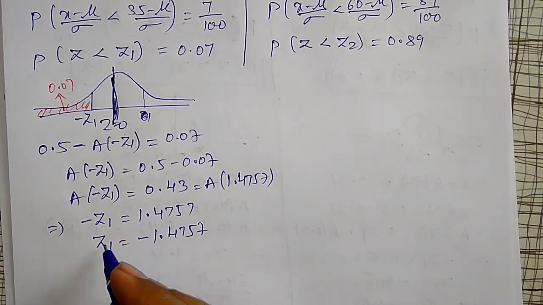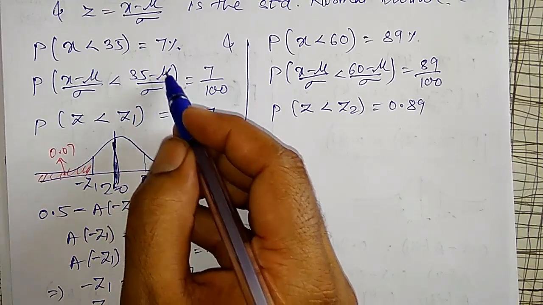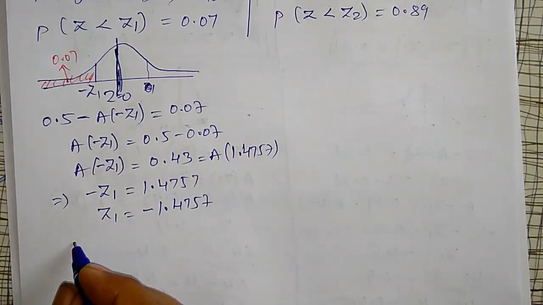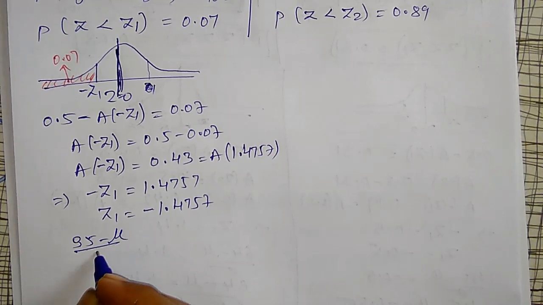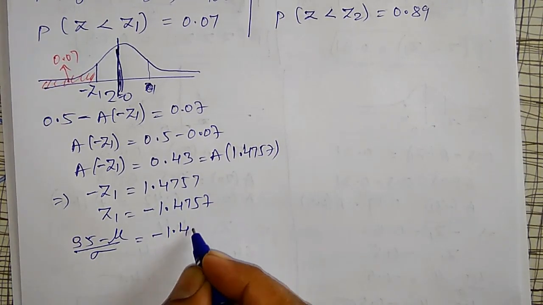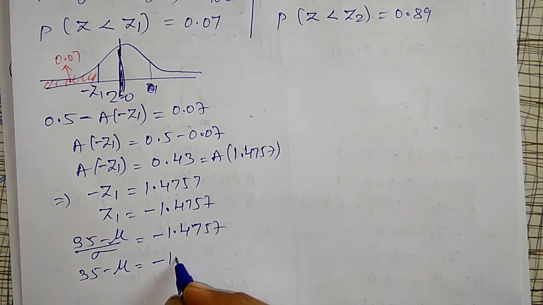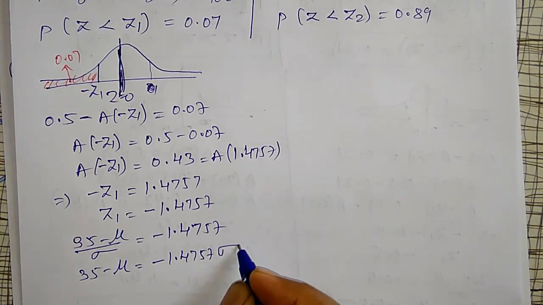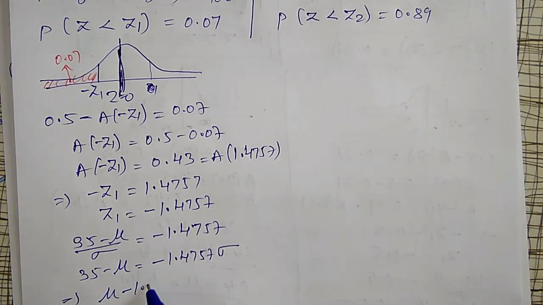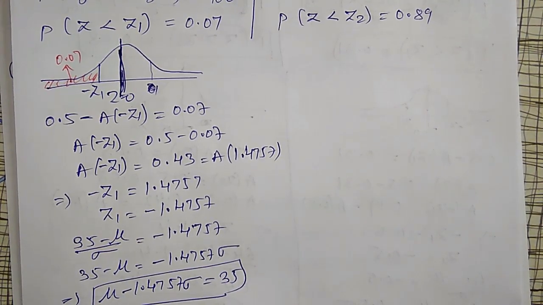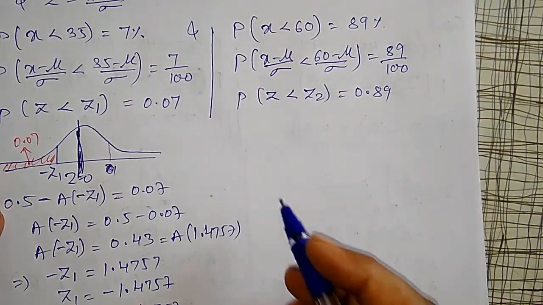But z1, I have substituted as (35 minus mu) divided by sigma. Using that, (35 minus mu) divided by sigma is equal to minus 1.4757. Simplifying this, 35 minus mu is equal to minus 1.4757 into sigma, or simplifying this as mu minus 1.4757 sigma is equal to 35. That is one equation. Like that, another equation I am going to get from this one.